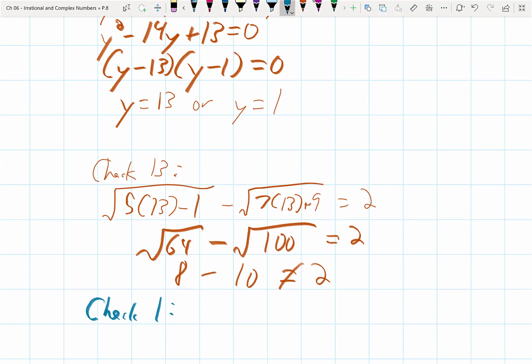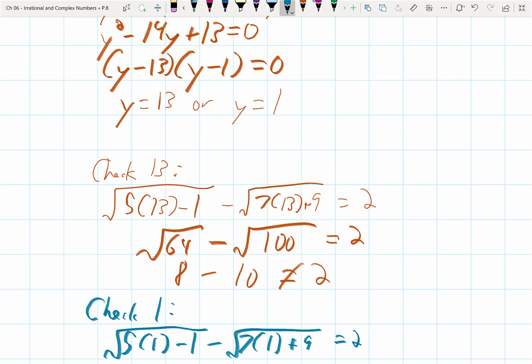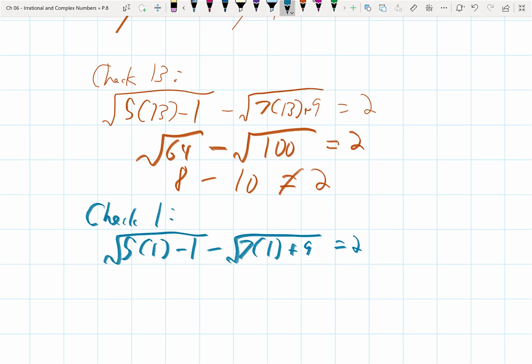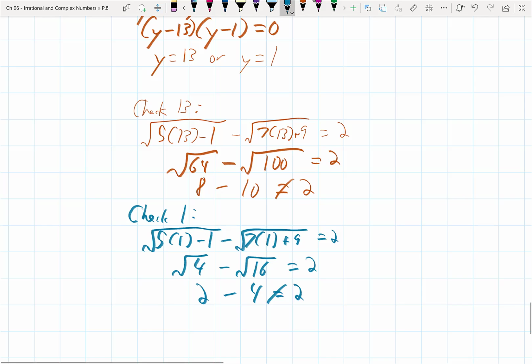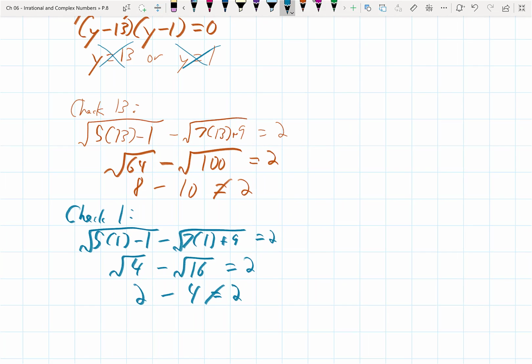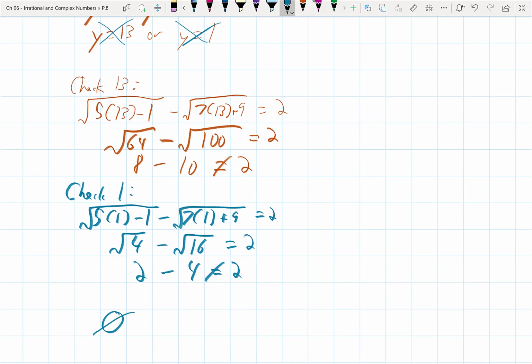Let's check 1. Root of 5 times 1 minus 1, minus root of 7 times 1 plus 9, is equal to 2. Or root 4 minus root 16 is equal to 2, or 2 minus 4 is equal to 2. 1 is out. So we've checked both, and we get to say empty set.